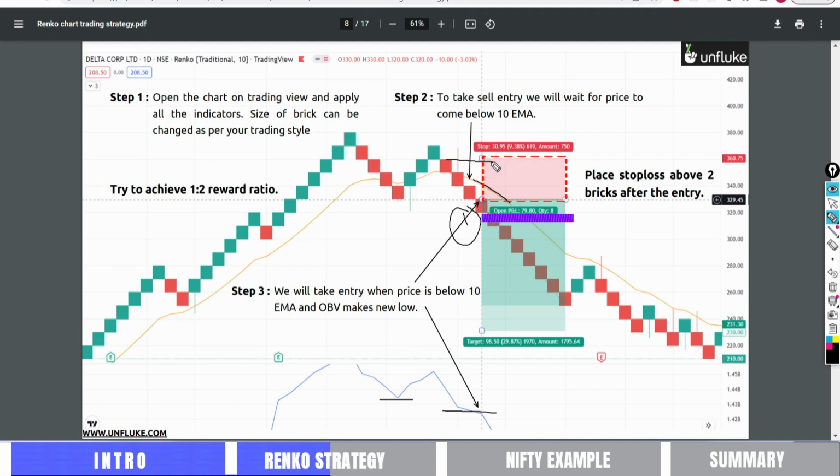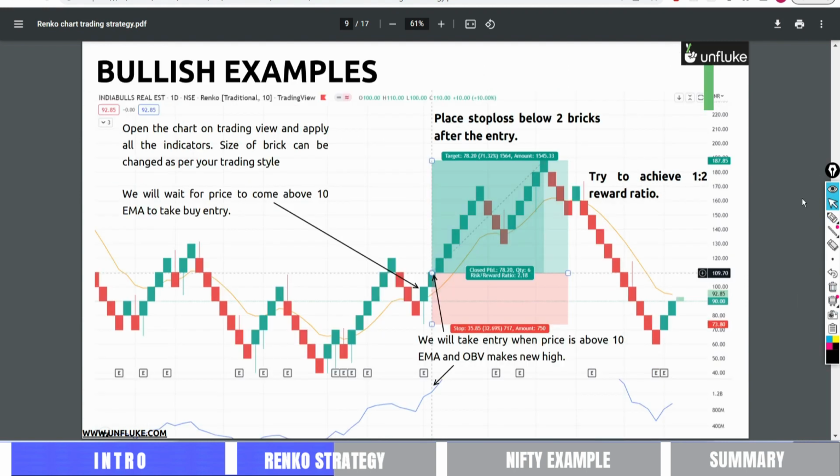I can put two or three blocks above as the stop loss, and again you can see it's a very good trade. So this is how we will be trading the strategy. So let's take some trades. I am first giving you bullish examples.